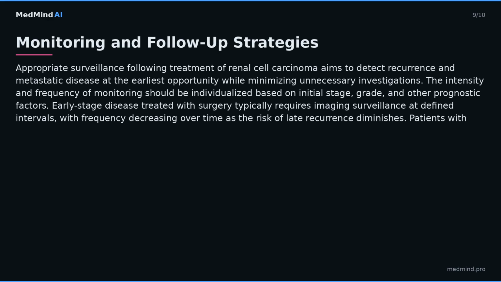Early-stage disease treated with surgery typically requires imaging surveillance at defined intervals, with frequency decreasing over time as the risk of late recurrence diminishes. Patients with advanced disease or those undergoing systemic therapy require more frequent assessment to evaluate treatment response and detect progressive disease. Regular laboratory evaluation, including assessment of renal function and hemoglobin, provides additional information regarding treatment tolerance and disease status.